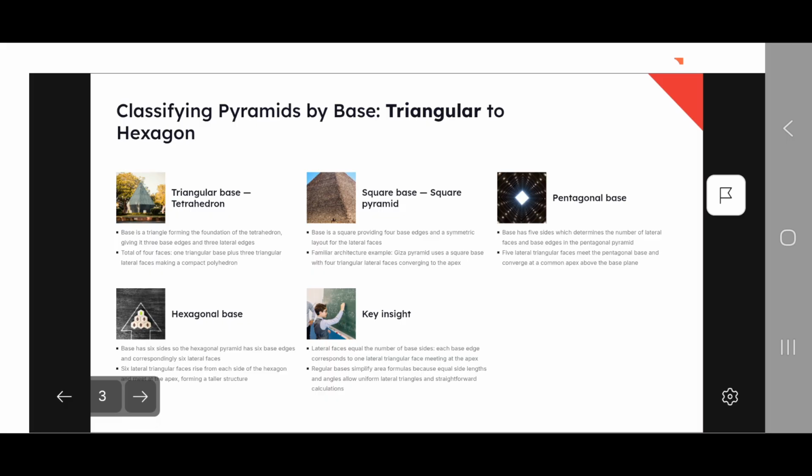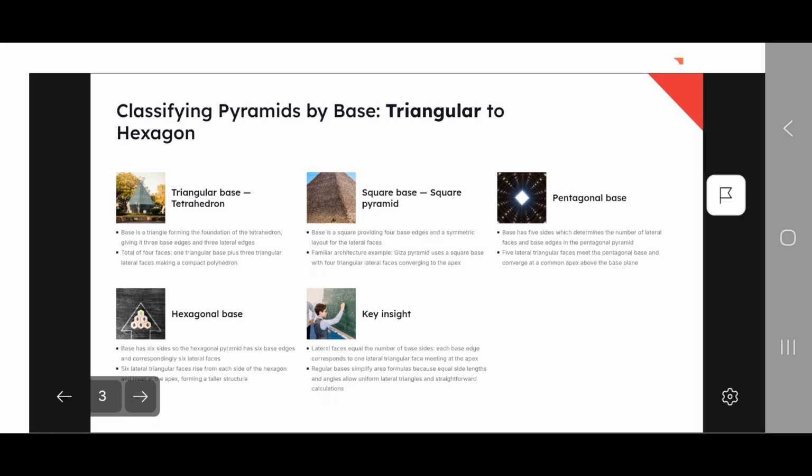The hexagonal base has 6 sides, so the hexagonal pyramid has 6 base edges and correspondingly 6 lateral faces. So 6 lateral triangular faces rise from each side of the hexagon and meet at the apex, forming a taller structure.